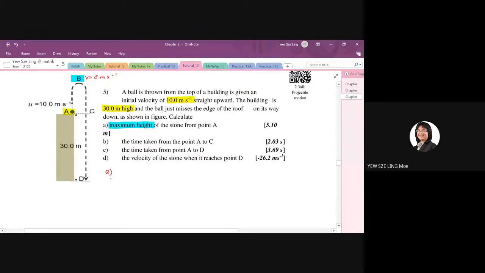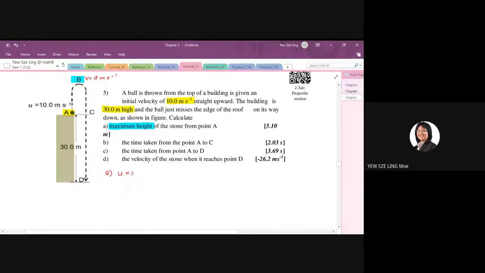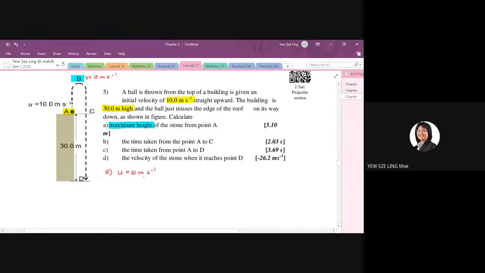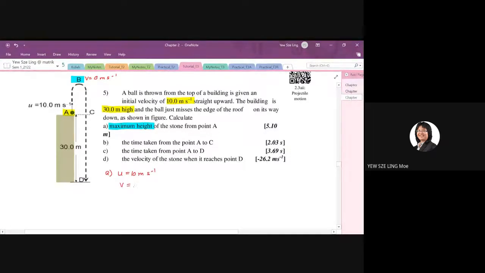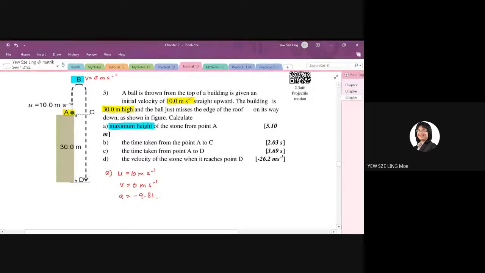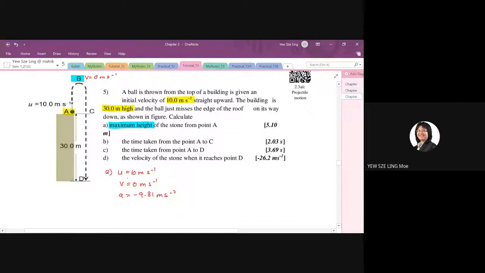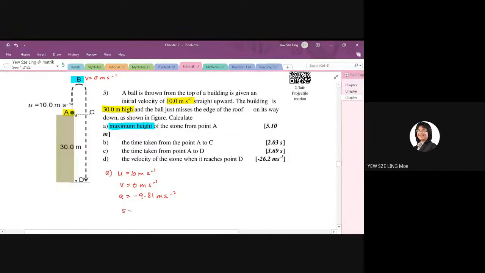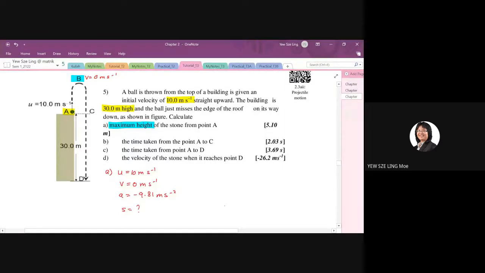So the information that we have for question A is the initial velocity U is 10 meter per second, and then V is equal to 0 meter per second, and a is equal to negative 9.81 m/s². All right, and then we want to calculate the height, which is S. So S is our unknown. This is the information that we have for question A.